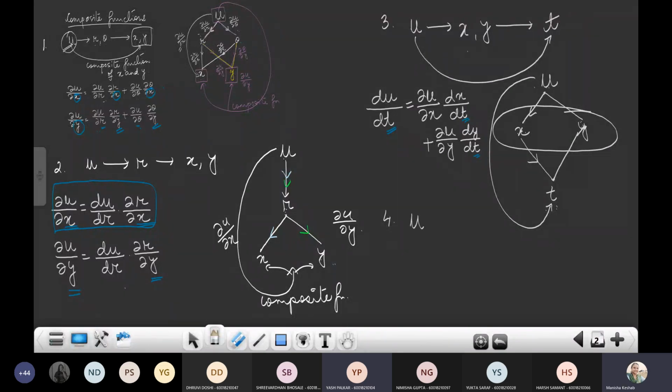we'll continue from here. Suppose u is a function of x and y, and x and y both are functions of x only. What does it mean? x anyway is a function of x, and y is also a function of x. So although we write u is a function of x and y, we have to consider here that y is also a function of x.